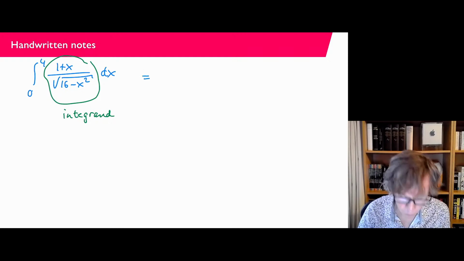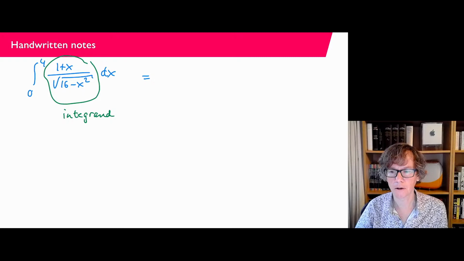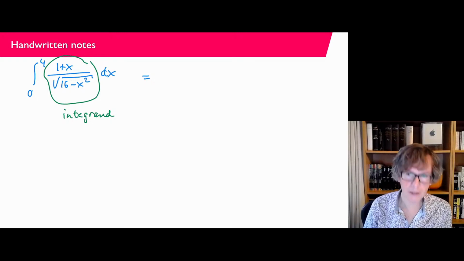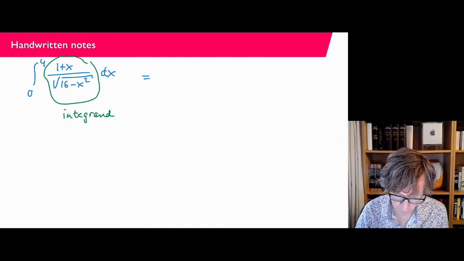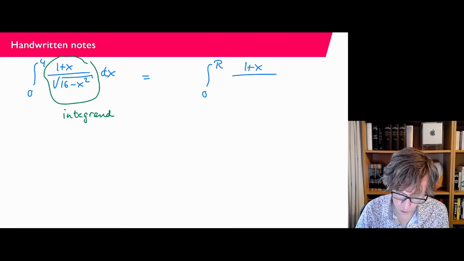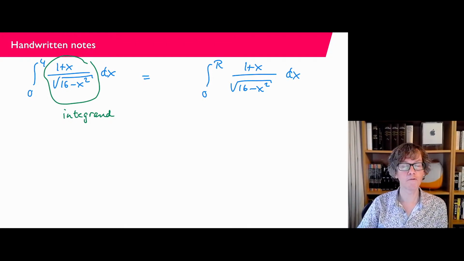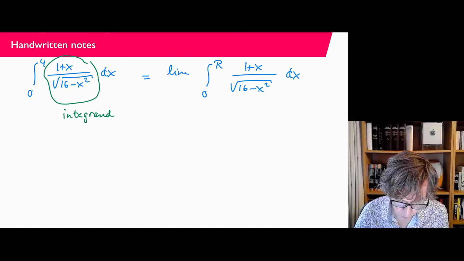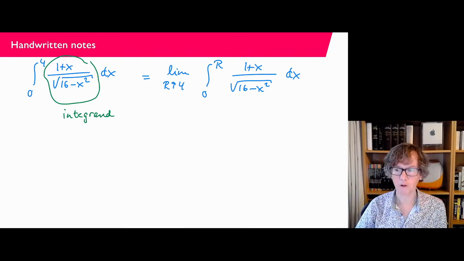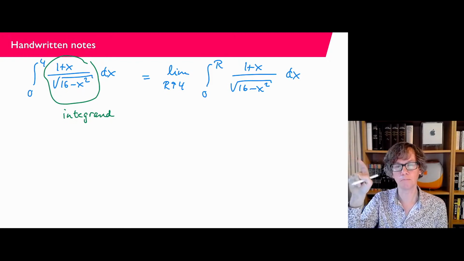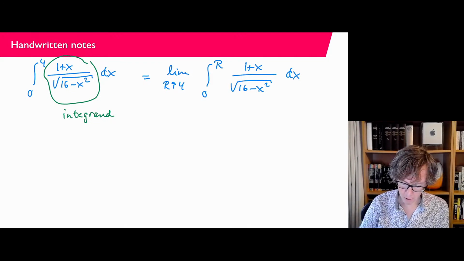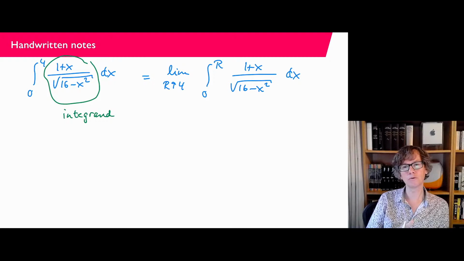So let's see. What we have to do here is we have to replace the upper limit with capital R. So we have to take the integral from 0 to capital R of (1 plus x) over the square root of 16 minus x squared dx. And then I have to take the limit of R going to 4 from below. You could also write this as R going to 4 superscript minus. We've seen both notations, right? And then you see, as long as R is equal to some number less than 4, so close to 4 but less than 4, then the integrand is well defined and we can immediately integrate here.